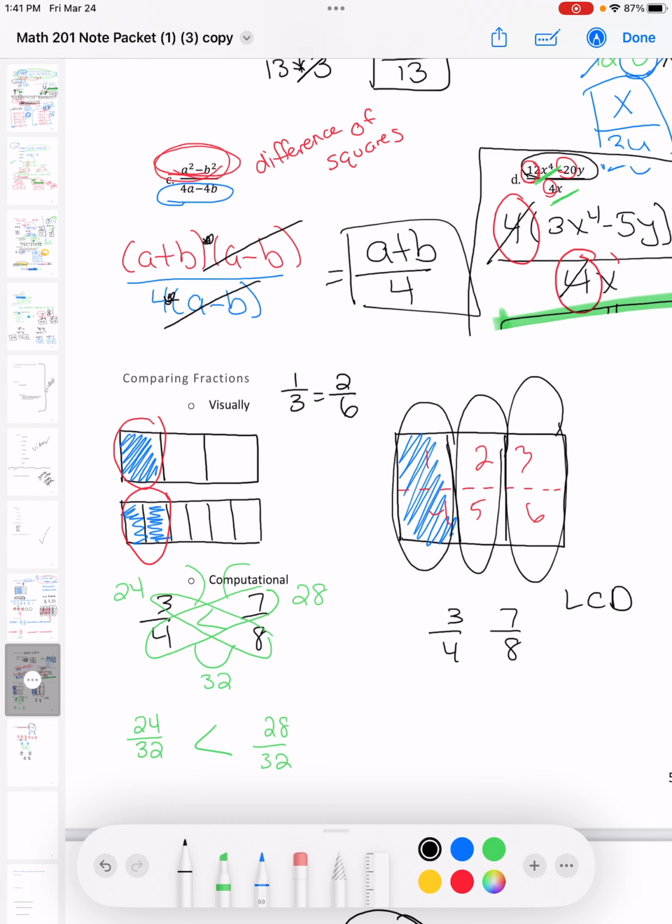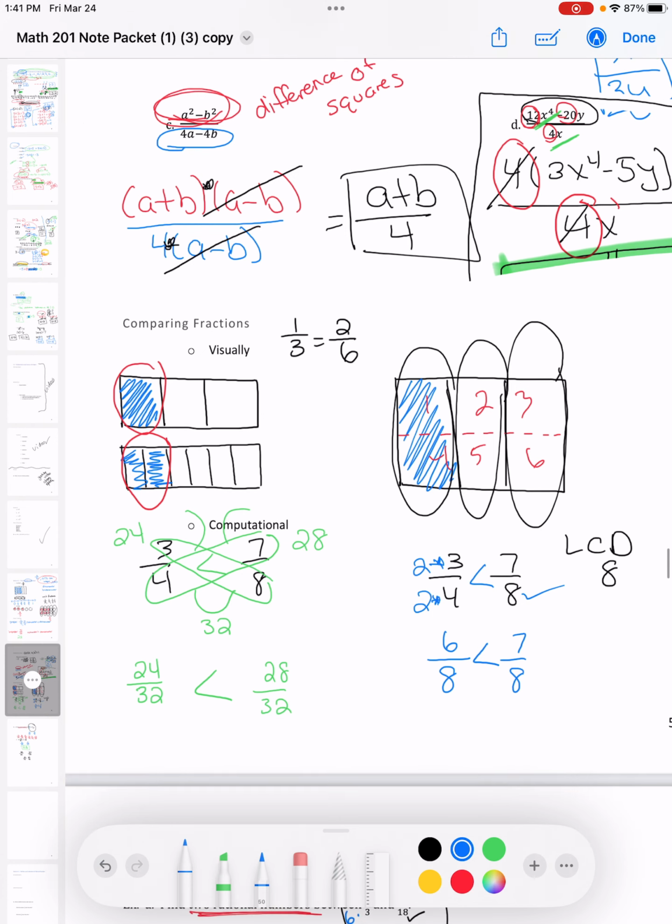between 4 and 8 is 8. So I want both of these to have a denominator of 8. Well, one of them already does. The other one, to turn 4 into 8, I'm going to multiply by 2. What I do to the top, I do to the bottom to keep it even and equivalent. So I get 6 eighths. So what I would really be comparing is 6 eighths to 7 eighths, and 6 is less than 7. So that means that 3/4 is less than 7 eighths.